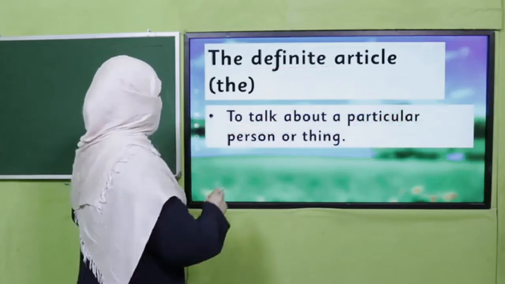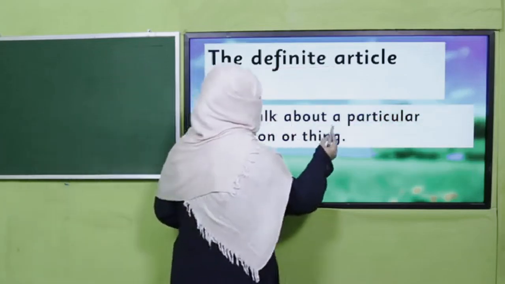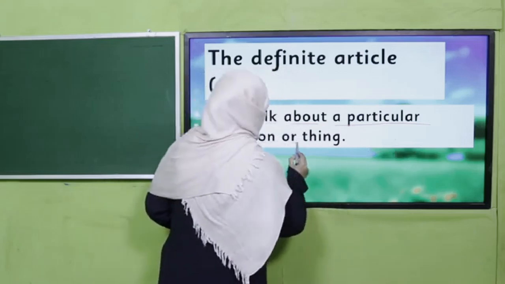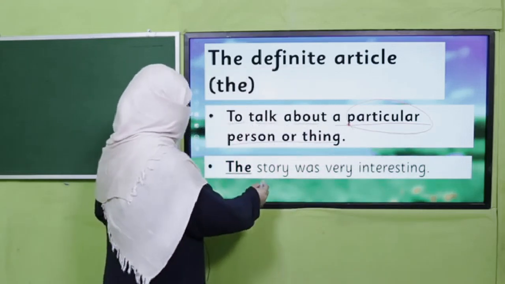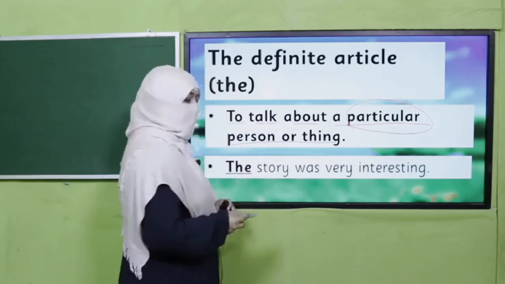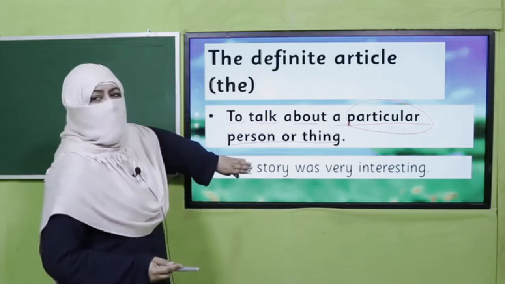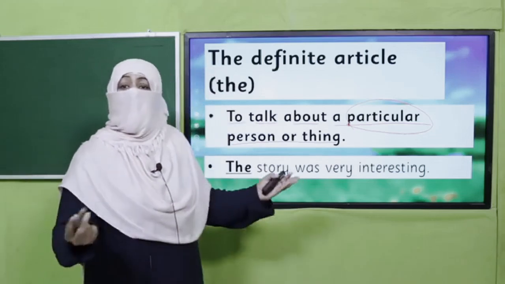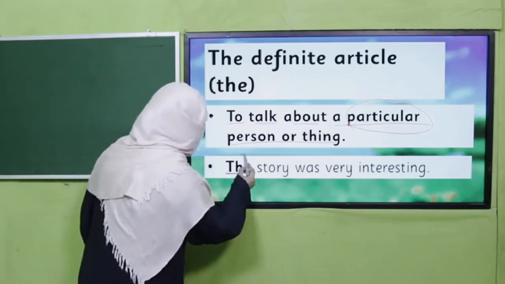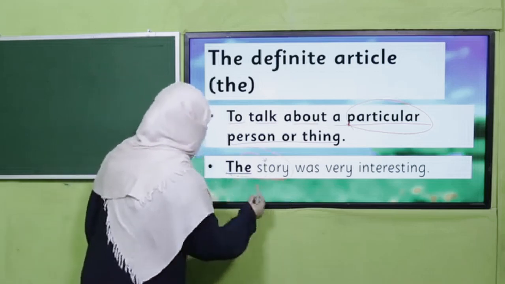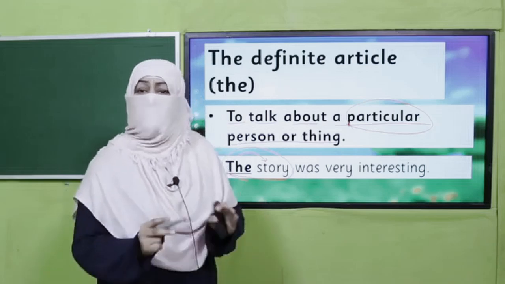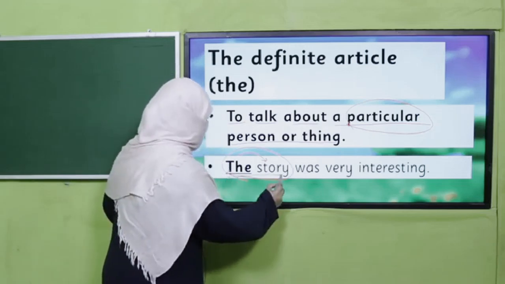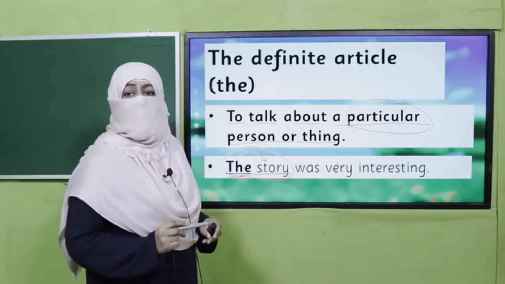So the is used to talk about a particular person or thing. Particular, specific person. For example, the story was very interesting. Now, if I say a story is very interesting, then it may refer to any story. But when I say the story, it means a specific story. Maybe we just read it, maybe we read it yesterday, or a specific story. That's why it is making it a particular thing.